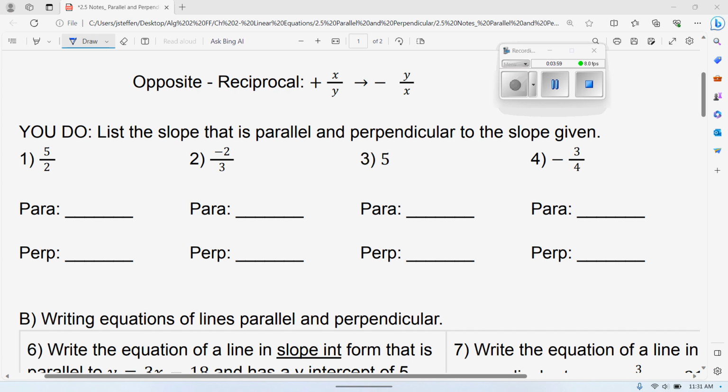If you want to do this, they're just the same, so you literally can just copy those down. Perpendicular, this one's positive, so we need negative, and then the reciprocal is 2. Number 2 is tricky because they put the negative with the numerator. Now I tell you, I always do that.